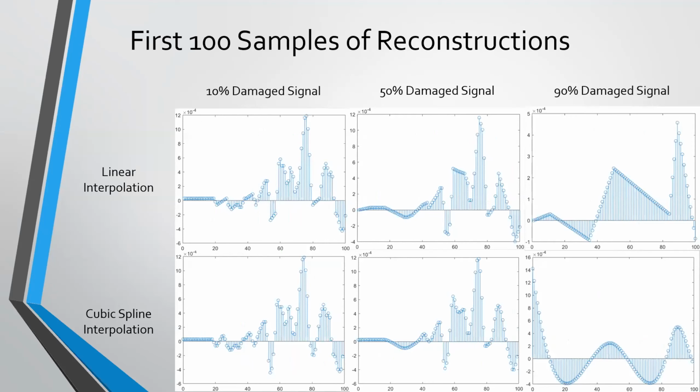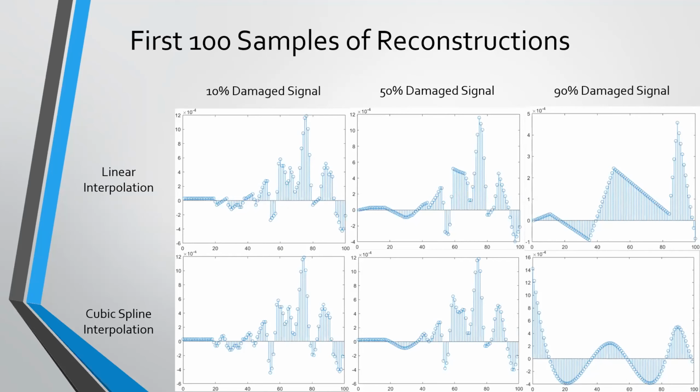Looking at the first 100 samples of the 6 reconstruction attempts gives us a better idea of how different the 2 methods behave at the 3 levels of damage. We can treat the reconstructions from the 10% damage signal as being near perfect reconstructions of the original signal for their given method due to the numerical error I will go over on the next slide.